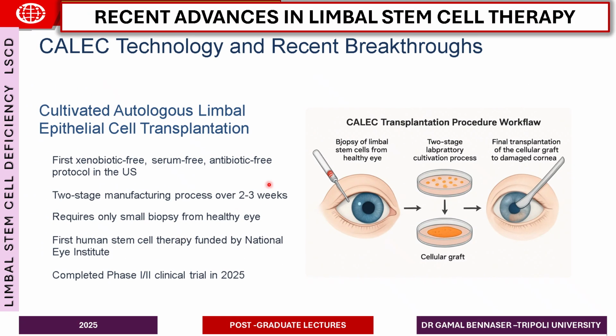This diagram shows the representation of the cultivated autologous limbal epithelial cells. As you can see, we take the donor epithelial cells from the healthy eye, then we grow them in a special culture in the lab, and then transplant them back to the patient's eye. So this is a two-stage procedure, and this is one of the recent advances in limbal stem cell therapy.